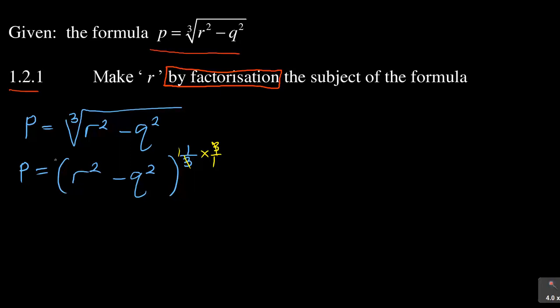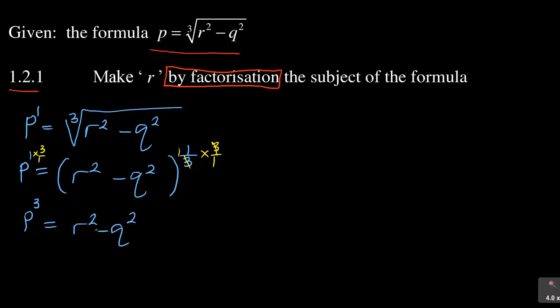But remember, what you do on the left hand side, you also do on the right hand side. Under P, it means initially we have P to the power 1. So you also multiply 1 times 3 over 1 on your left hand side. So what you'll be having now is P to the power of 3, because 1 times 3 over 1 is 3, is equal to r squared minus q squared.